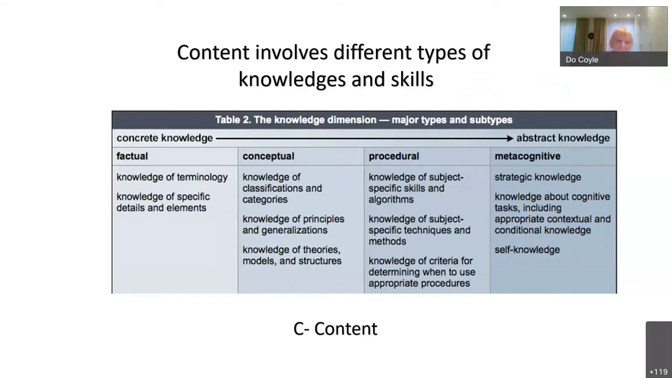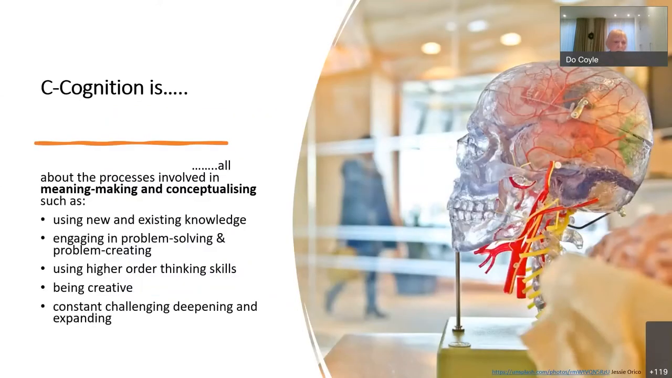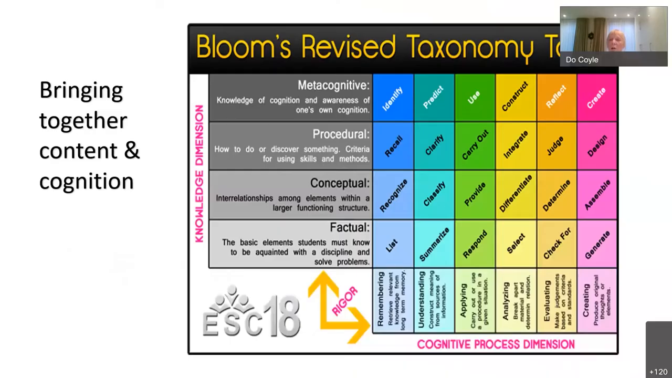We know there are different kinds of content: factual, conceptual, procedural, and metacognitive. And all of those knowledges require different kinds of language for learning and for deepening the concepts and for meaning making. We know that the cognition, the C for cognition, is around those processes involved in meaning making and conceptualizing, using new and existing knowledge, problem solving, problem creating, higher order thinking skills, being creative, and so on.